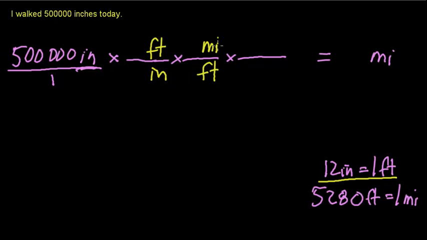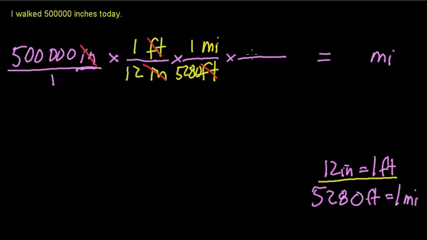And in doing so, notice what's going to happen is I'm going to have inches canceling with inches, feet with feet, and I'm going to wind up with miles, which is what I want. The next thing I do is write in the numbers now. So the 12 goes with the inches, and the 1 goes with a foot. The 5,280 goes with the feet and the 1 goes with a mile. And this extra line we can simply ignore.